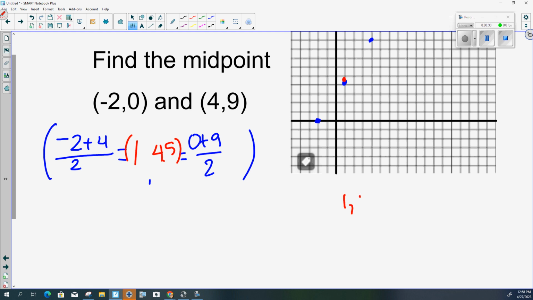So 1, 4.5 is the midpoint between -2, 0 and 4, 9. And we're finding the averages, the average of the x's. So here's how far it is from x to x. I'm finding right in the middle of that. And then I'm finding right in the middle from y to y. And I'm coming into that center point. If you were to graph it, you would follow them in.